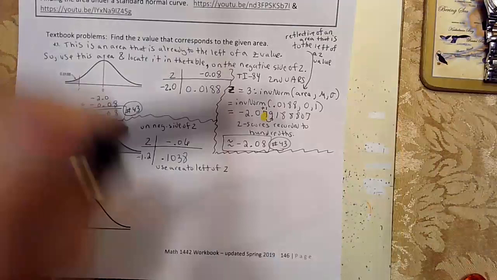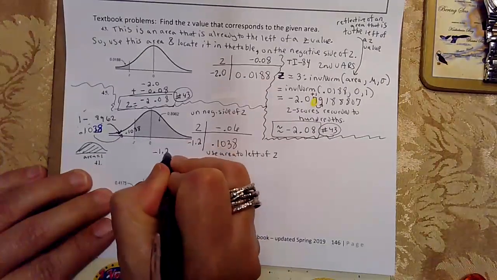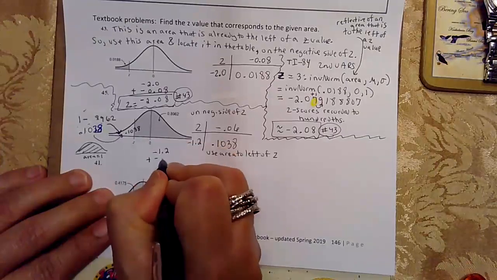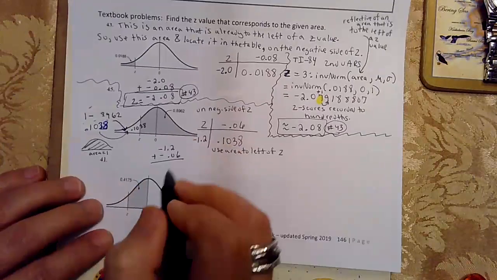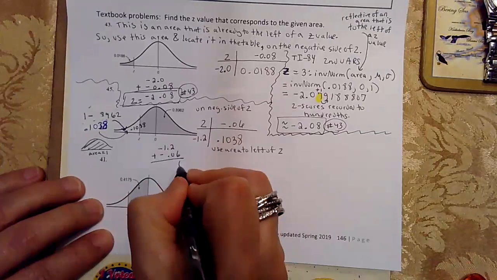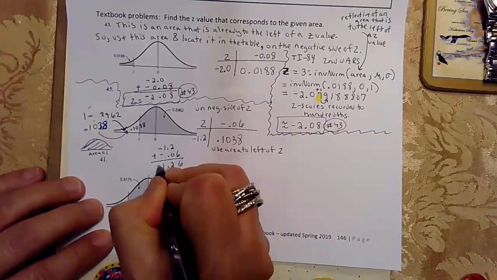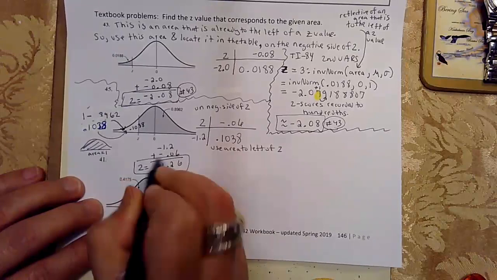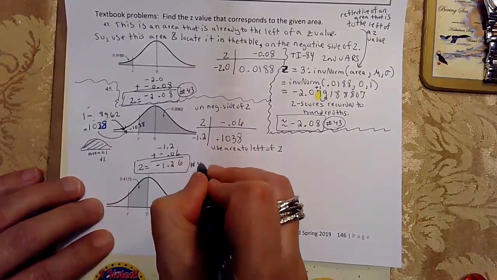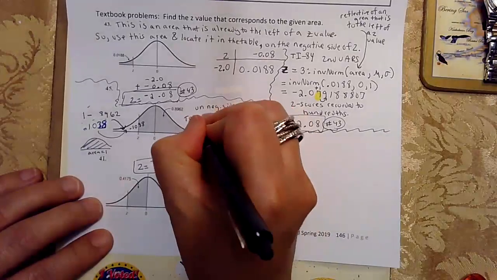So that would be, right, sum those up. Let's see. I'm going to add a negative 1.2 plus a negative 0.06. So that's 6, and that's 2, and that's 1, that's negative. And that's what my Z is. That's what my Z is for number 45. And that's using the table.